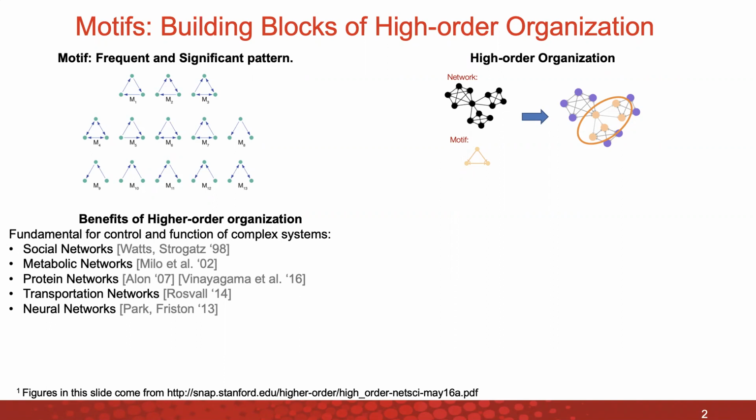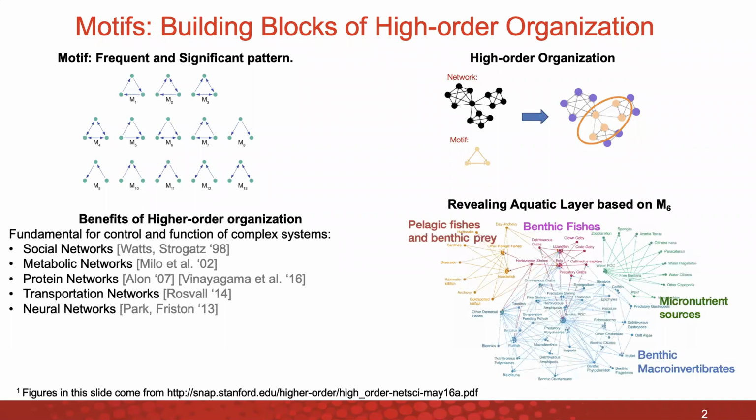on community in networks. For instance, we can base on motif M6 in the first figure to clearly reveal different species in the aquatic layer. Thus, how to preserve motif within the same community during clustering is very important, which is the research topic of this paper.